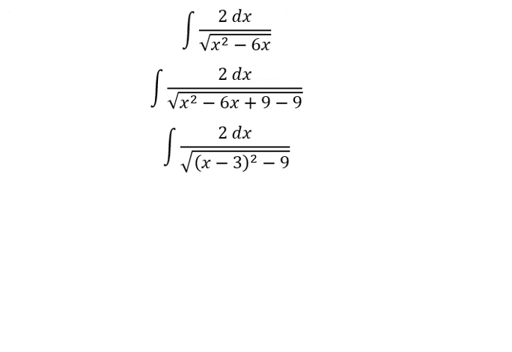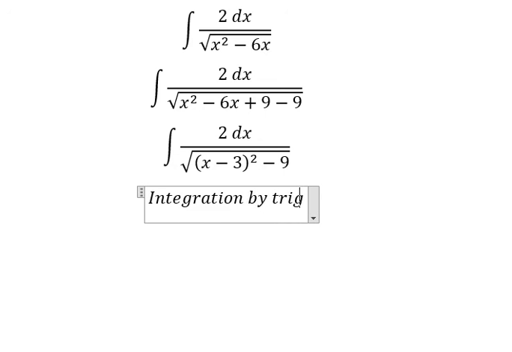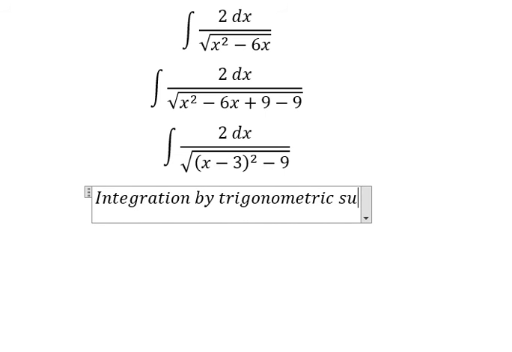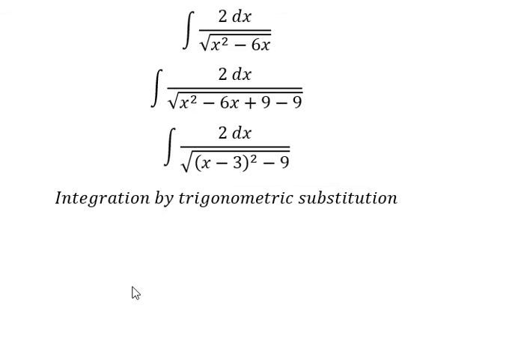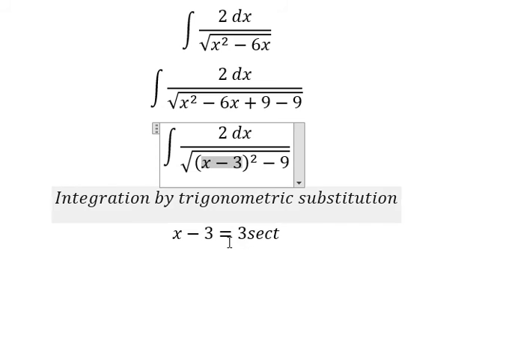Next, we need to use integration by trigonometric substitution. So I will put s minus 3 equal to 3 secant of t, because if I put this one in here, we have 9 secant of t square. Number 9, we can do factorization.